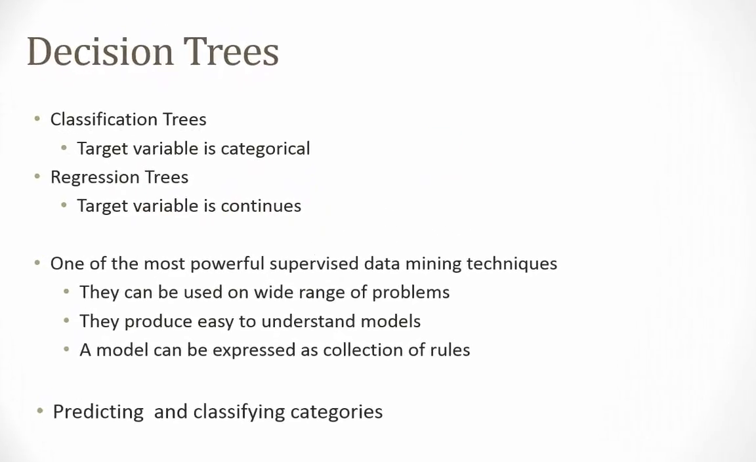Decision trees is also known as classification trees. There is also a less known and less famous variation of decision trees which is called regression trees. Classification trees basically are trying to classify your target variable, and they are used only on target variables that are categorical. However, if your target variable is not categorical, it's continuous, you can still use a variation of decision trees called regression trees, which uses a variation of decision trees algorithm on continuous variables.